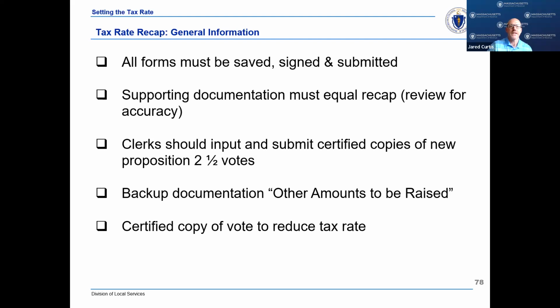If your community has other amounts to be raised on page 2, such as appropriation deficits, make sure that you upload supporting documentation to justify the amounts to be raised. Any amounts voted to reduce the tax rate must be backed up with supporting documentation as well.